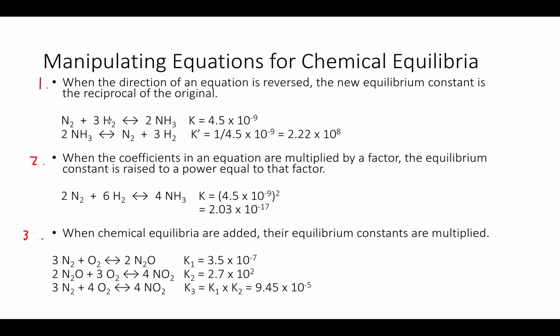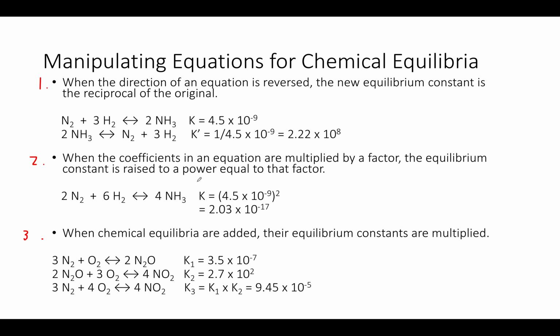So in this first equilibrium, we have nitrogen gas and hydrogen gas, and we form NH3 gas. The equilibrium constant is 4.5 times 10 to the negative 9. But when I switched the reaction to go in the reverse direction, I took the reciprocal of the original equilibrium constant to find the new equilibrium constant, meaning I took 1 over the original. It's the reciprocal. So that's the first rule.